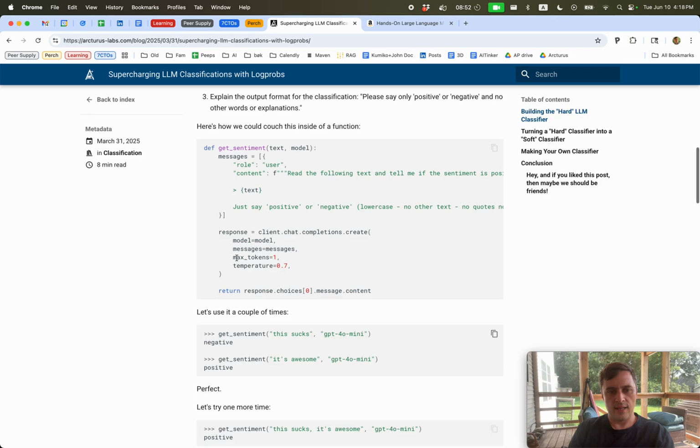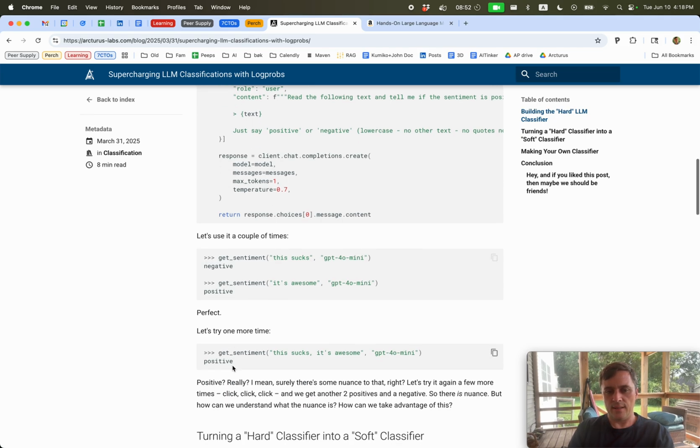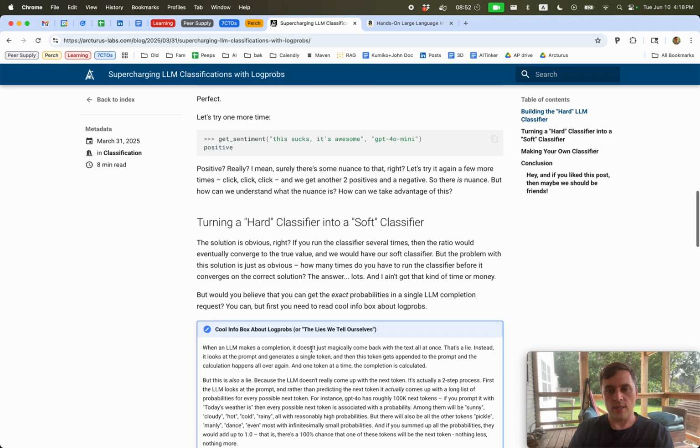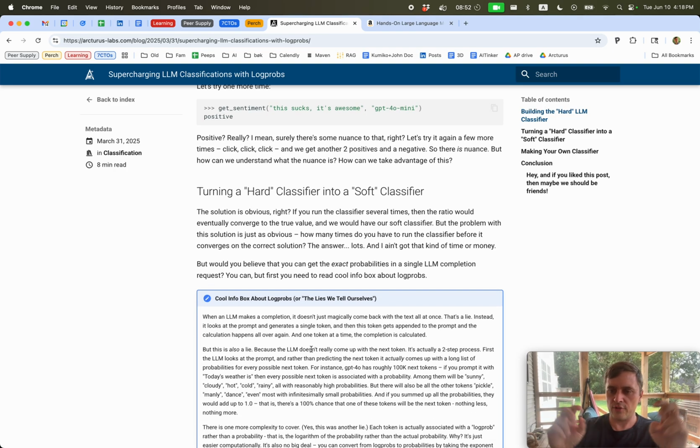So when I say this sucks, then it'll say negative. And when I say it's awesome, it'll say positive. But what happens when I say something ambiguous? This sucks, it's awesome. It says positive. Really? It'd be nice to know what it really thought about that. So what we can do is turn this into a soft classifier.